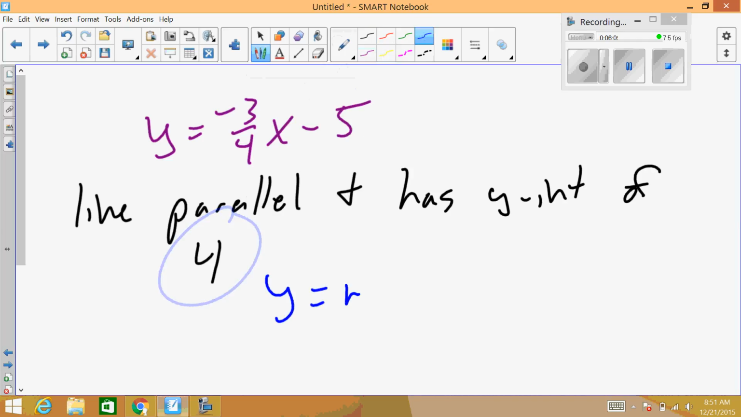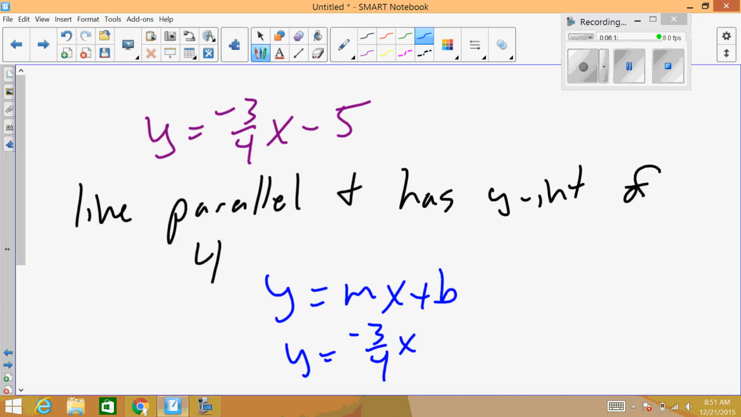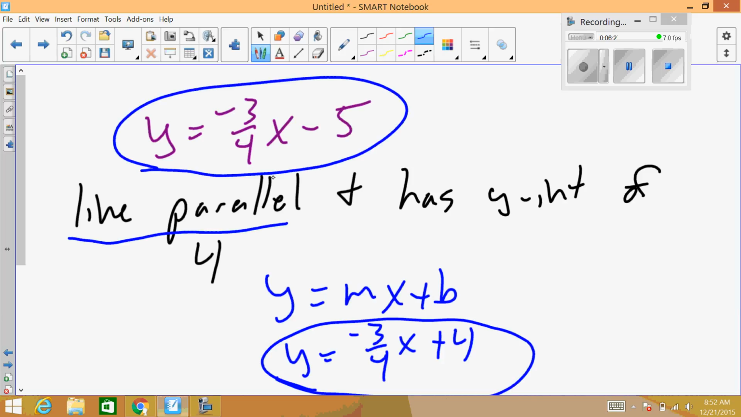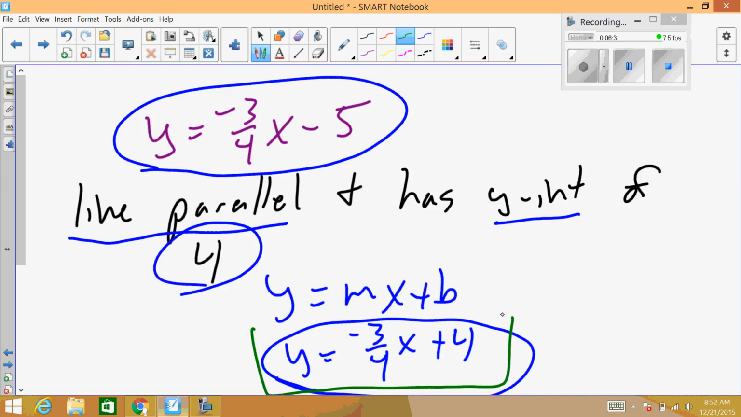Y equals mx plus b. And I can say, well, my slope was negative 3/4, same as my first line. Y-intercept is 4. So I have written the equation of a line that is parallel to this line and has a y-intercept of 4. That wasn't so bad at all, was it? Done. Okay. How about this one?